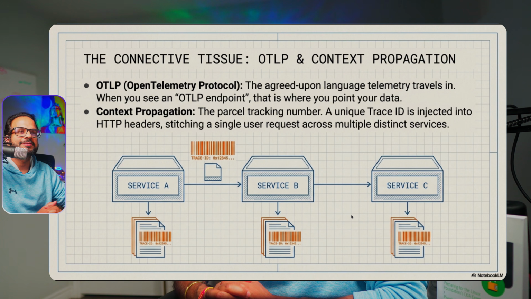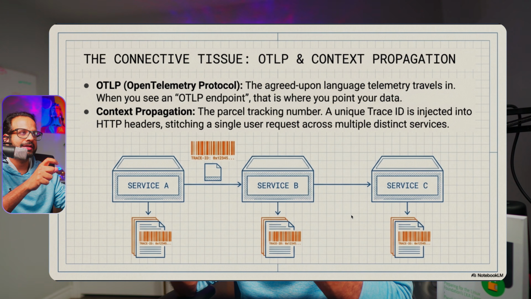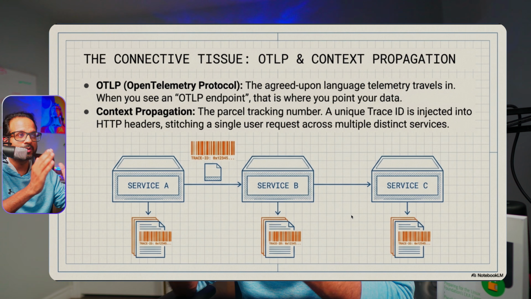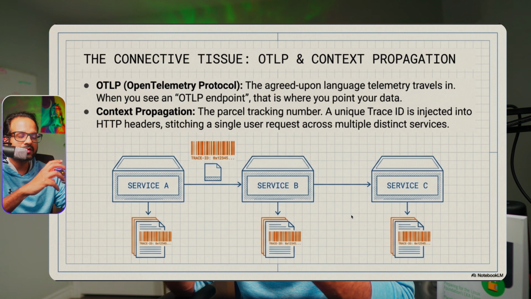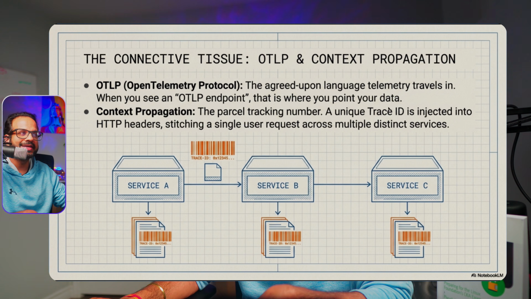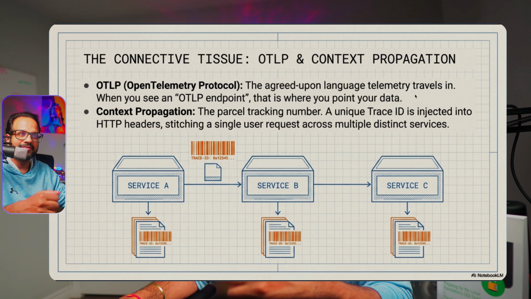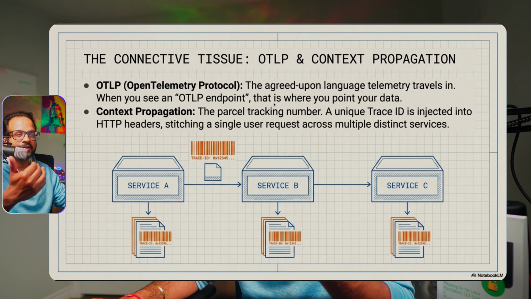Now we have something called the connective tissue. There is a term called OTLP and context propagation. OTLP is the OpenTelemetry protocol, a universal standard used by multiple applications. So there have to be certain rules, a certain language that it has to follow. OTLP governs that language and that standardization. This is the agreed-upon language telemetry travels in. When you see the OTLP endpoint, this is where you point your data.